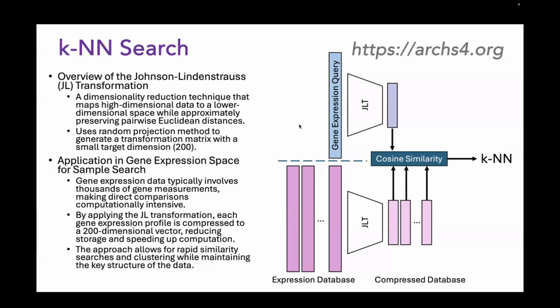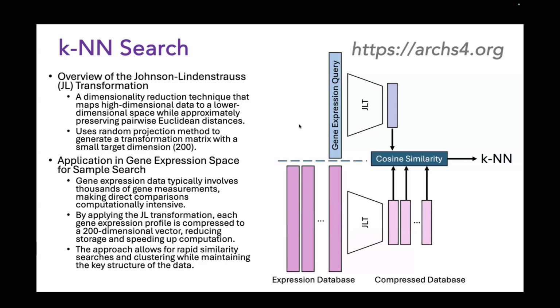But the key element here is that you keep all the pairwise distances proportional to each other. So if you have three samples, and sample A is more similar to sample B than to sample C, then that is preserved in this projection. In the figure, you can see that we pre-process all the dimensionality reductions for our database. Then if a user comes with a query, we can project that in real time, and then we use a cosine similarity search to find similar profiles.